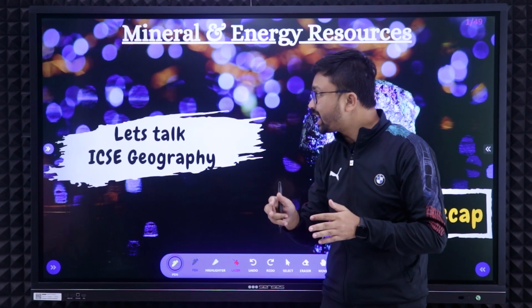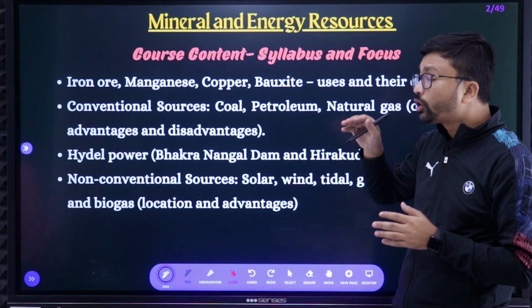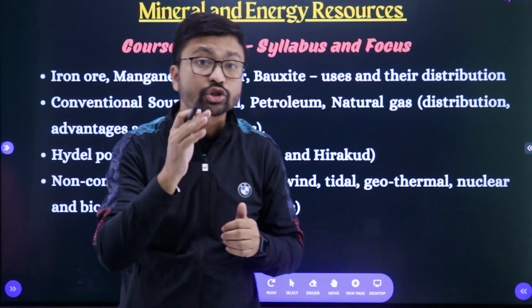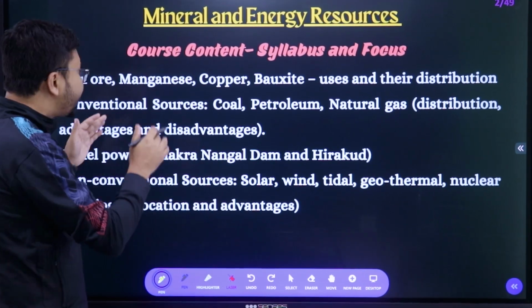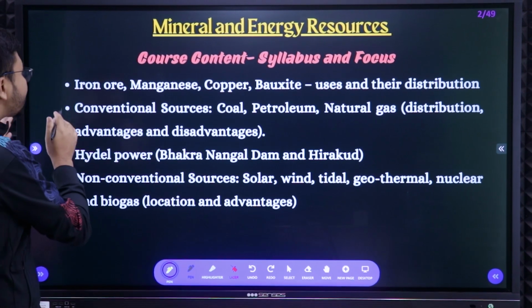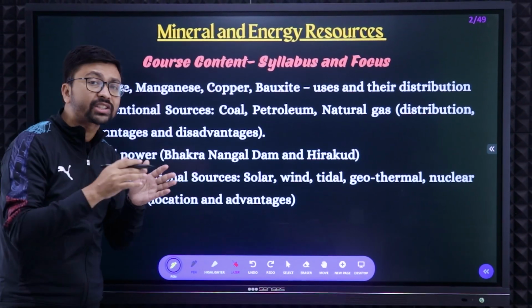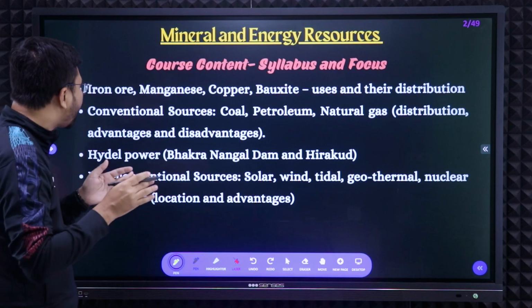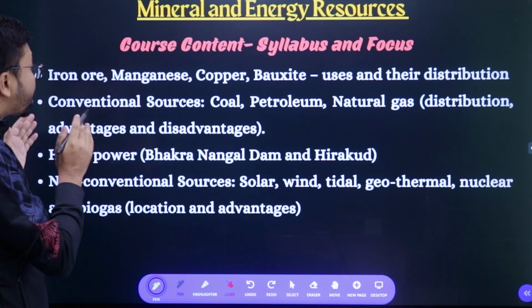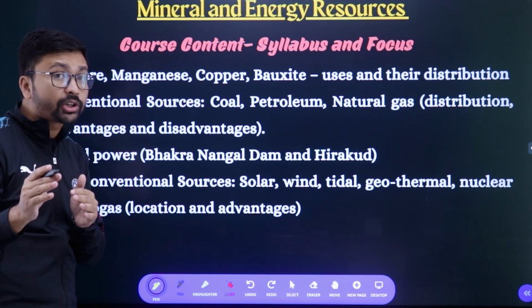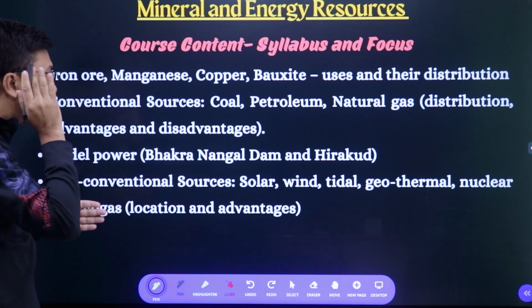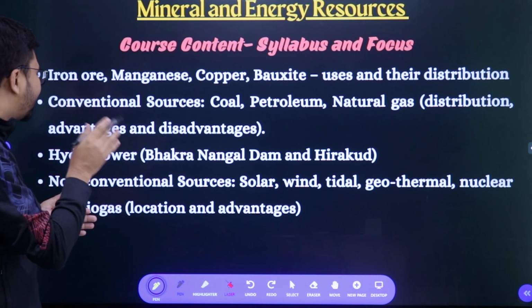Before starting any chapter, I always say, you need to focus on what you need to study from the chapter: the syllabus, scope or content. Right here you can see what to focus on. First, iron ore, manganese, copper, bauxite, their uses and their distribution. Next, conventional sources: coal, petroleum, natural gas. Here you need to study their distribution, advantages and disadvantages.